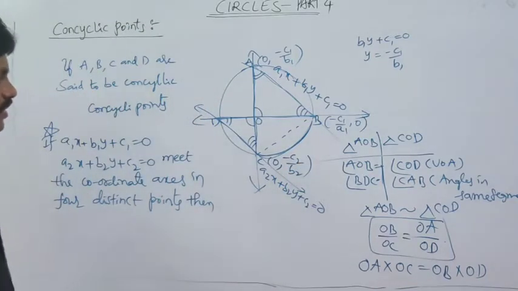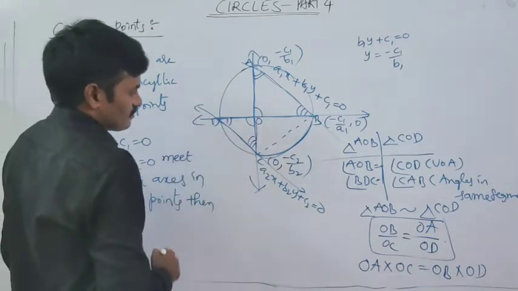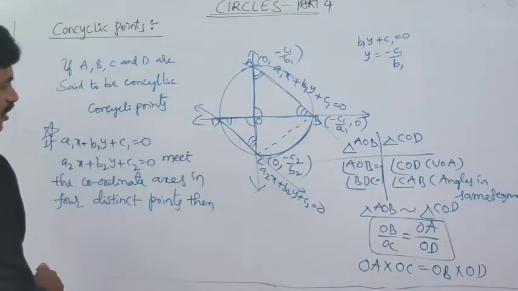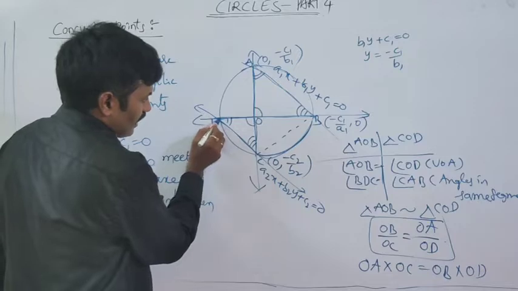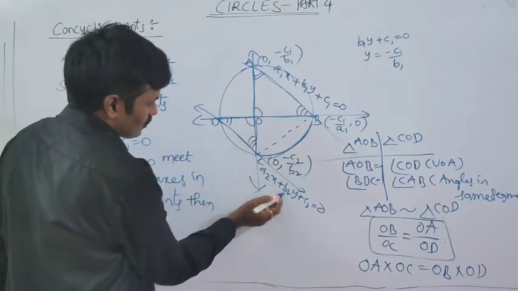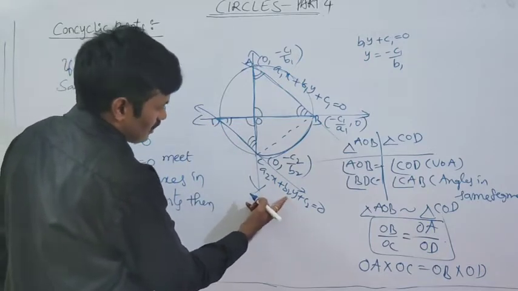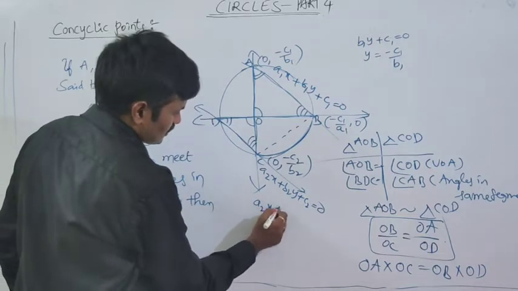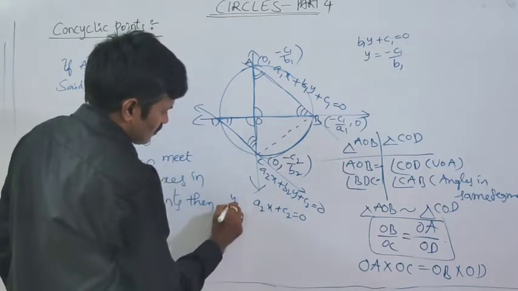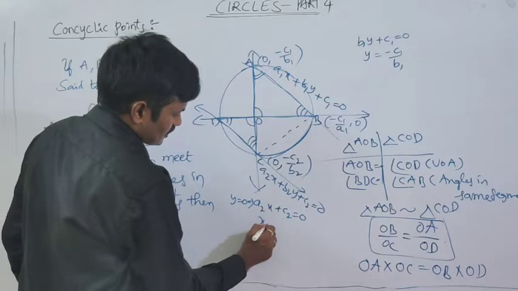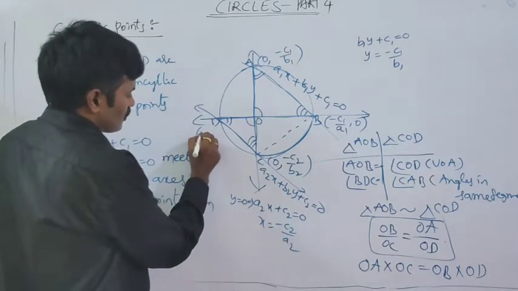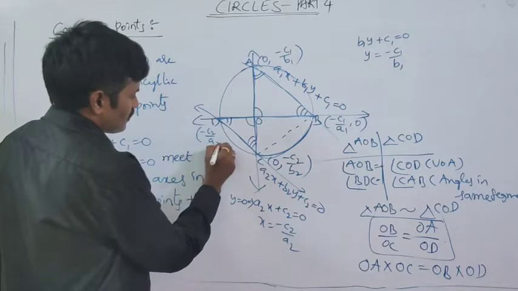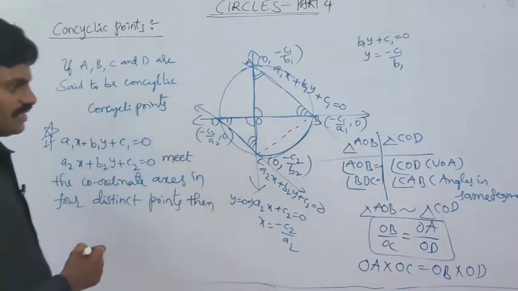Minus c2 by b2. And the point D is the same. This point lies on the x-axis, so the y coordinate is 0. If the y coordinate is 0, then a2 x plus c2 is equal to 0. Since y is equal to 0, x is equal to minus c2 by a2. So here the x coordinate is minus c2 by a2 and the y coordinate is 0.